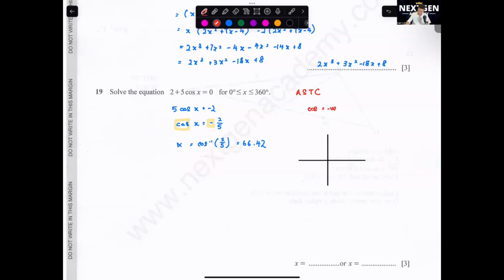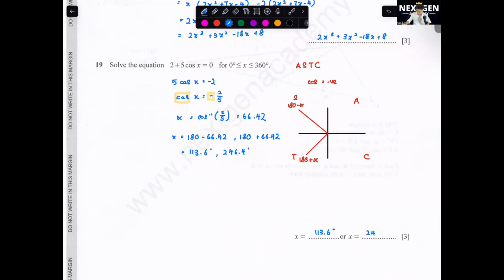Then based on the ASTC graph, this is a cos that is negative. Cos is equals to negative. Which quadrant do we select? ASTC. A means all is positive. This one sine is positive. Tangent is positive. Cos is positive. So we will take S and T. S and T, how do we calculate? This will be 180 minus alpha. This will be 180 plus alpha. That's how we calculate it. So our x value will be equals to 180 minus 66.42 and 180 plus 66.42. Just write to one decimal place. We'll get 113.6 and 246.4. Decimal place angles normally is to 1 dp.